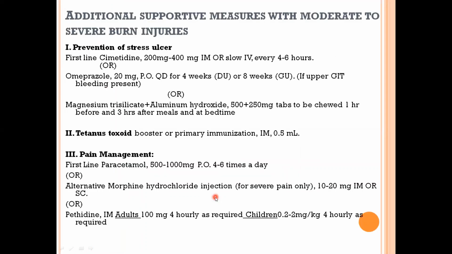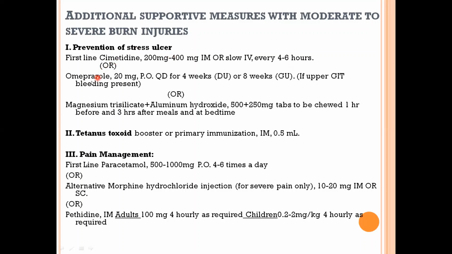In the case of moderate or severe burn injuries, there might be some additional support measures for the patient. You may give additional support for stress-induced ulcer. For preventing stress-induced ulcer, you may go with the first-line treatment, cimetidine 20 mg to 40 mg intramuscular, or slow IV every 4 to 6 hours. This is the first-line treatment for severe and moderate burn injuries for preventing stress ulcer.